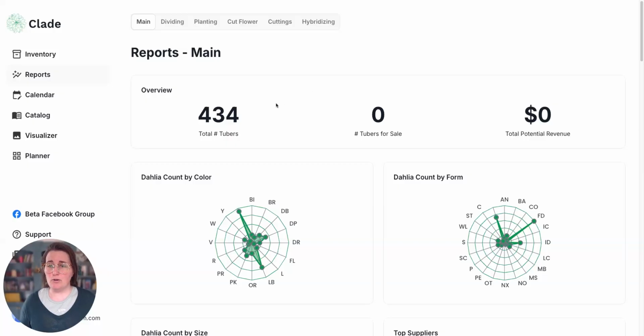There's the main reports home, which will tell you basic information. How many tubers do you have? How many for sale if you're selling them, and then we'll calculate potential revenue if you have tubers for sale, as well as the price point. I haven't sold any tubers yet, so I don't have that information.